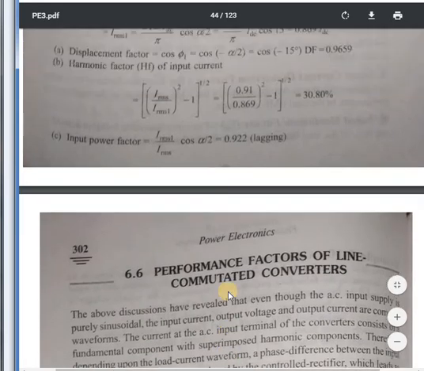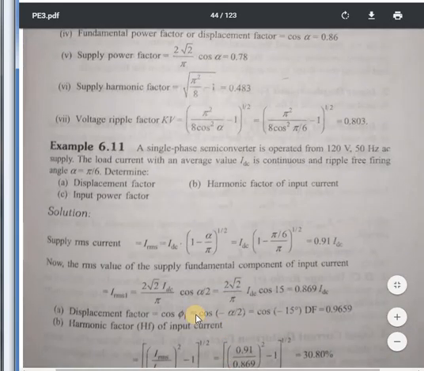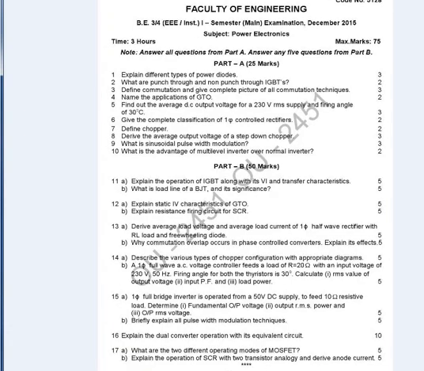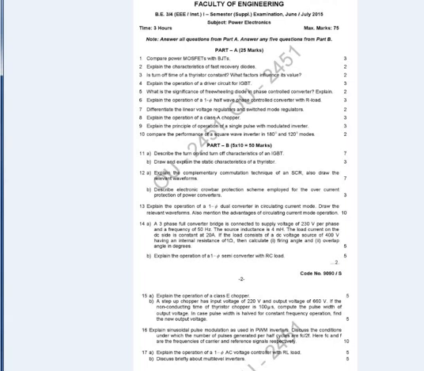That's it for now. Today we have discussed the question paper problems of our single phase rectifiers, both fully controlled and half wave rectifiers, half controlled, fully controlled, semi converter, and half wave controlled rectifier.